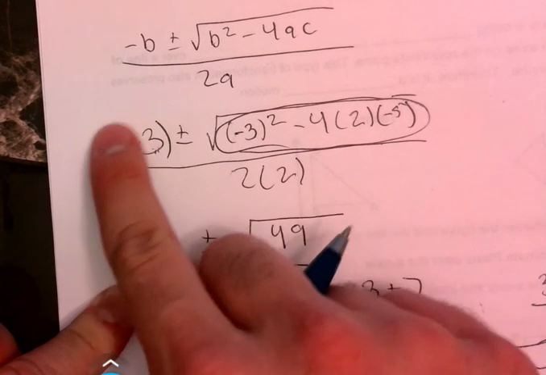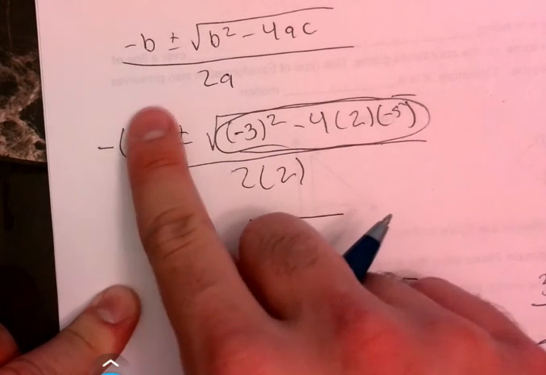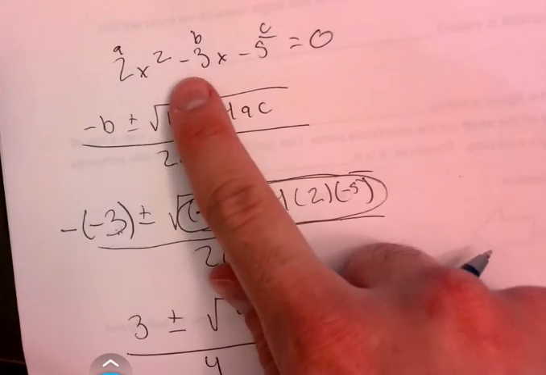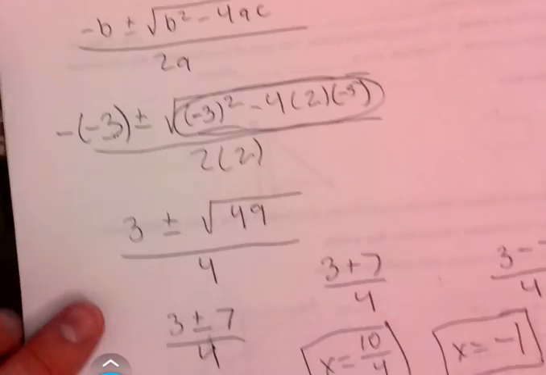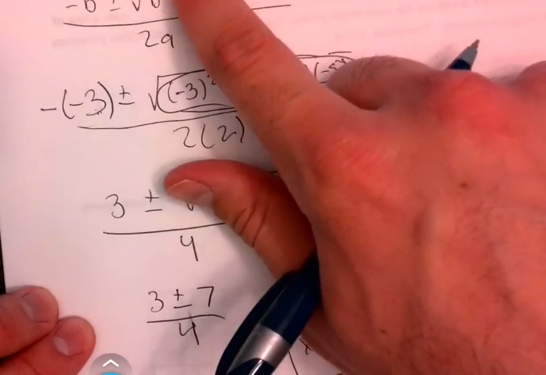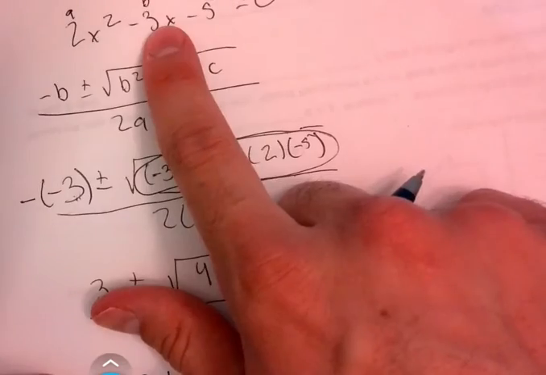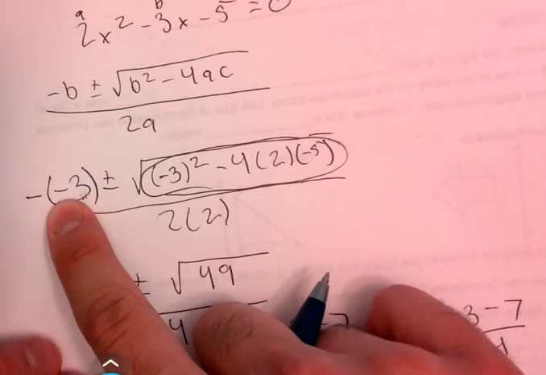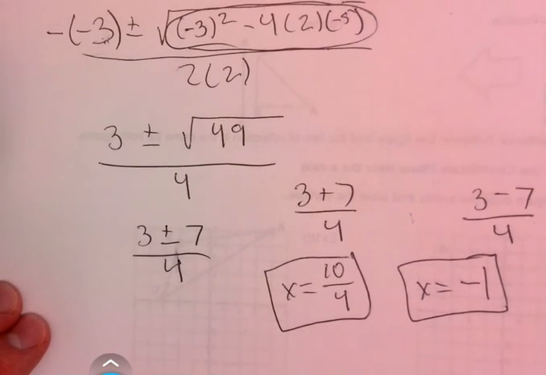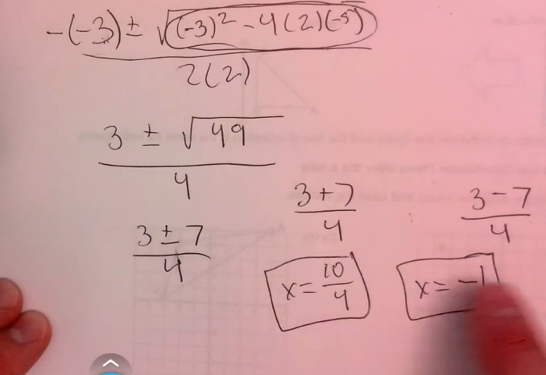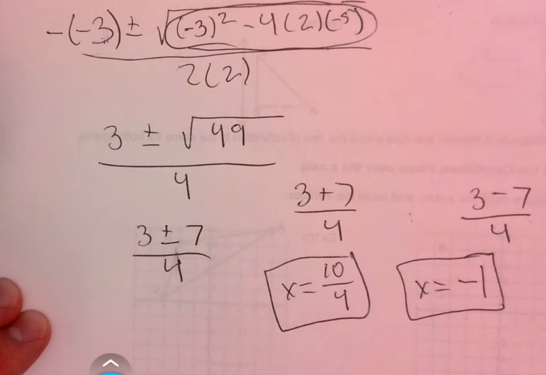But I found it easy for a lot of people just to skip all that, and whatever the opposite of the b value is, just put that here and forget the negatives. Now if b was positive 3, you would put negative 3 here. But anyway, if that's confusing, I can clarify that later. But again, we got 2 different solutions, and the reason we got 2, and these are real solutions, is because the discriminant is positive.